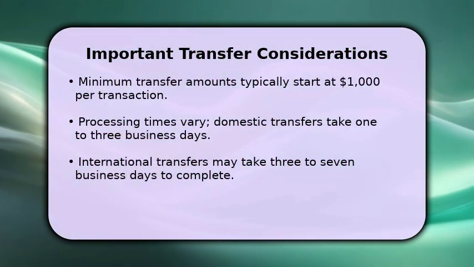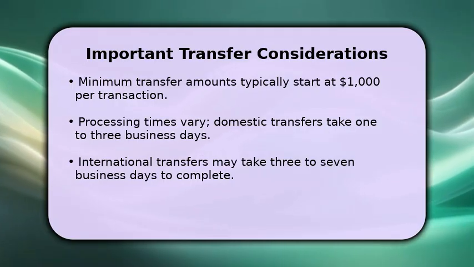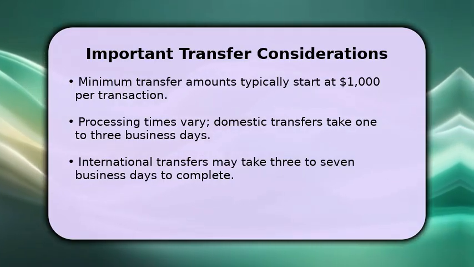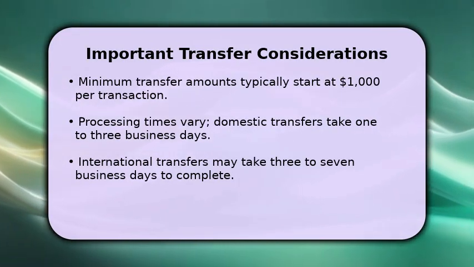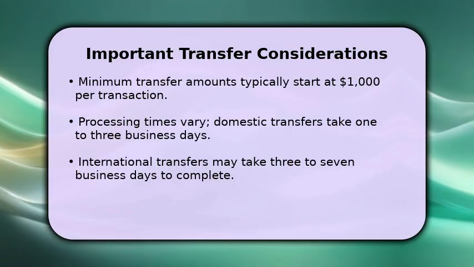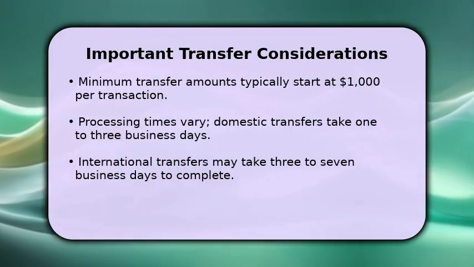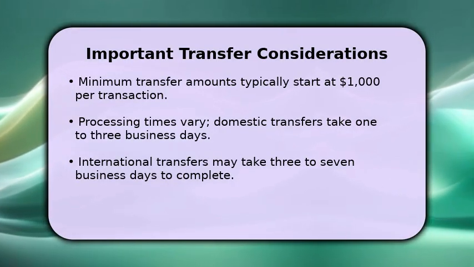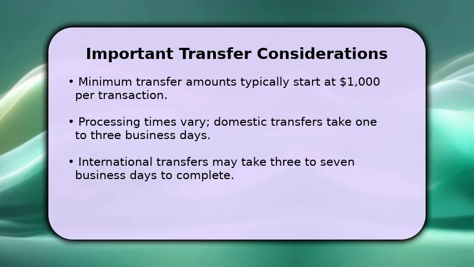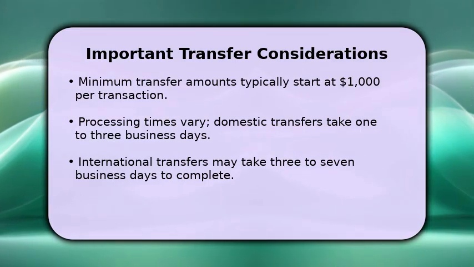When making a wire transfer, be aware of important considerations. Minimum transfer amounts often begin at $1,000 per transaction. Processing times can vary, with domestic transfers usually taking 1 to 3 business days, while international transfers might take 3 to 7 business days. Crucially, Crypto.com only accepts transfers from bank accounts held in your exact name. Third-party transfers will not be accepted and may be returned.